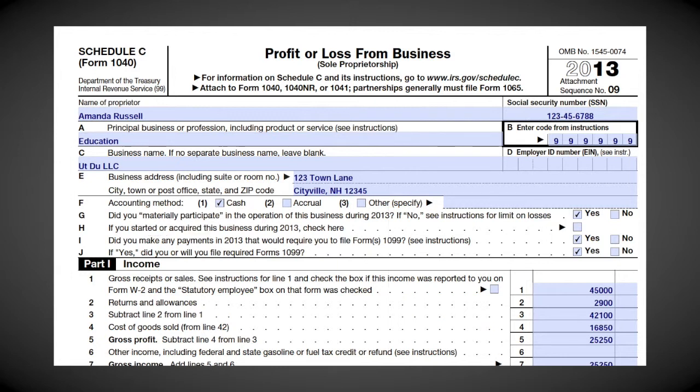For line I, if you paid anyone other than a corporation more than $600 in pay or for anything, you are required to file a Form 1099-MISC for them at the end of the year to be able to deduct the expenses on your Schedule C. These questions ask if you need to file these forms and if you have or will file these forms.